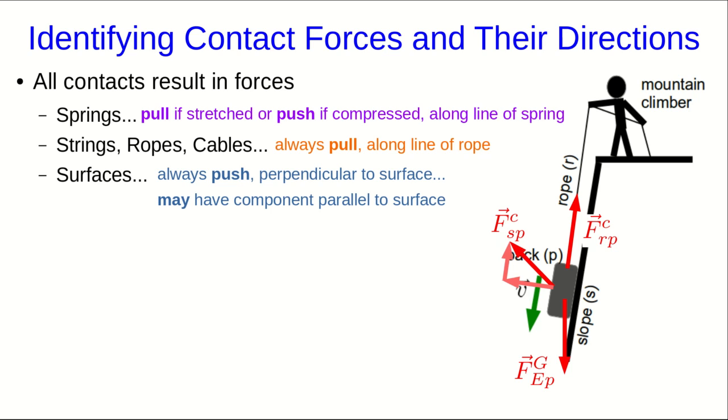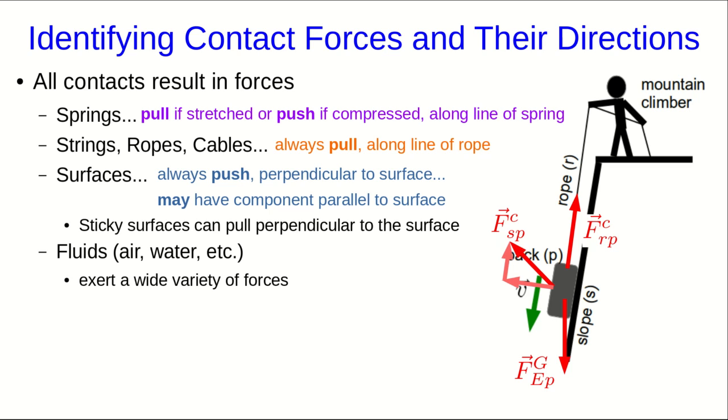So surfaces always push perpendicular to the surface, and they may additionally have a component called friction, which is parallel to the surface. An exception to this rule that surfaces always push is that a sticky surface can pull perpendicular to the surface, but we're not really going to look at that very often.